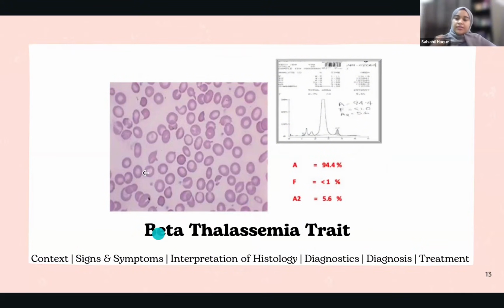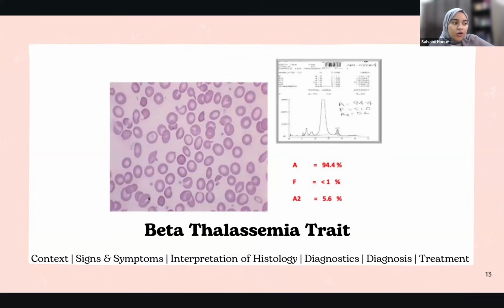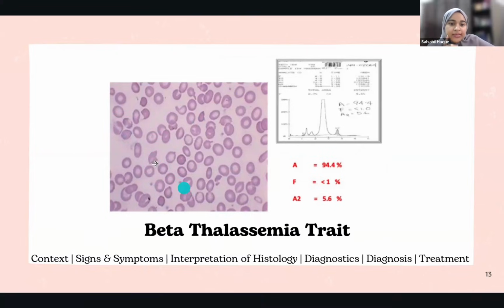Signs and symptoms, again, symptoms of anemia, usually a young patient. It could be patients who are of Middle Eastern origin, or they have a lot of consanguinity in their family, because this is an inherited disease, right? So, interpretation of histology, you see differently shaped cells. It's not differently shaped, first of all. Here it might seem differently shaped, but it's not actually differently shaped.